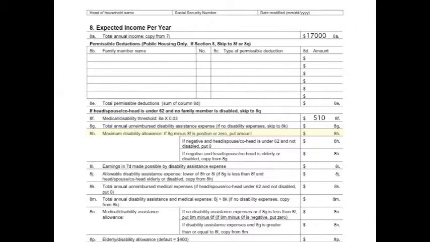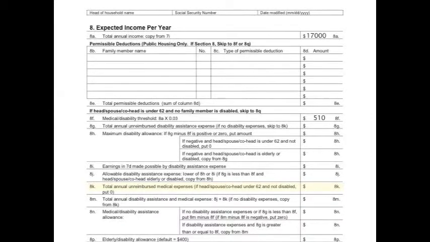If you notice on 8H, the first line, maximum disability allowance, says if 8G minus 8F is positive or 0, put the amount. So when we do start calculating disability expenses, we're always going to take 8G and subtract out the amount on line 8F. If it's a positive, you use the first field on line 8H. If it's a negative, you'll use either the second or third field on 8H, whichever applies to that family. But you'll get an opportunity to calculate one of those in a little bit. Let's go ahead and skip down to 8K like the form told us to.